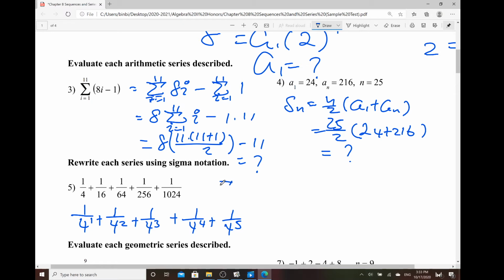So sigma with k equals 1 to the fifth term. And the structure here is just like 1/4 to the power of k.